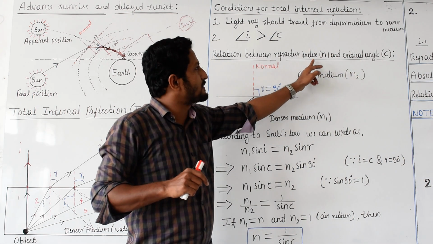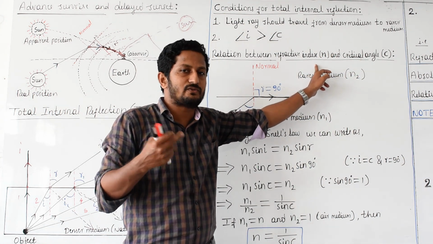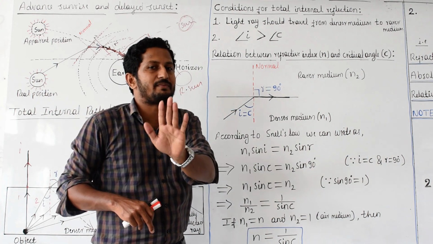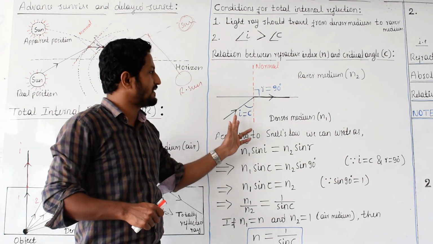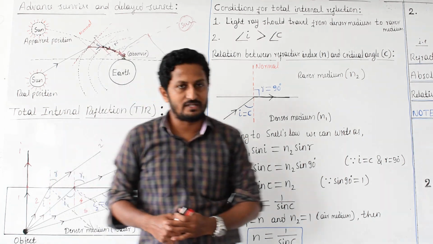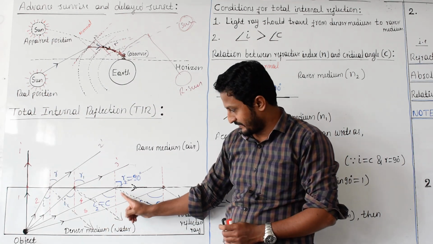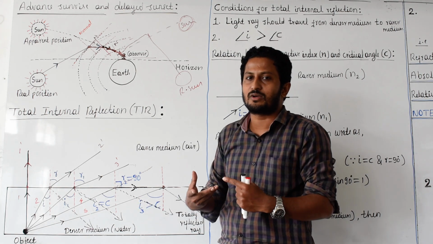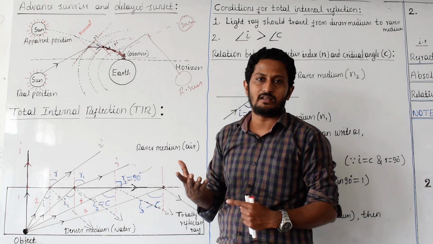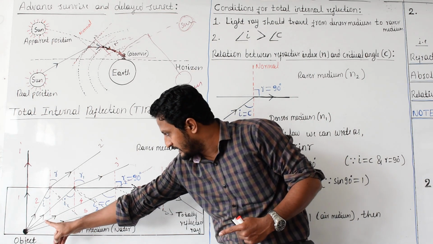Then small n we will be using later, I will tell you, to represent the refractive index. Just you see here. Look at this diagram. This one only, I have taken. This particular diagram I have taken. We are talking about critical angle. This one, which light ray?